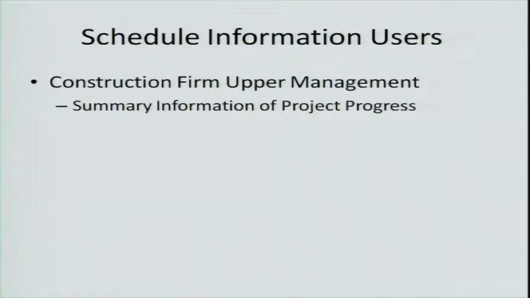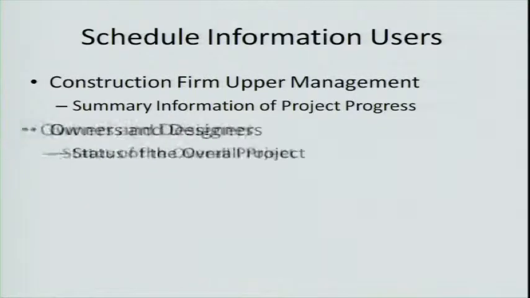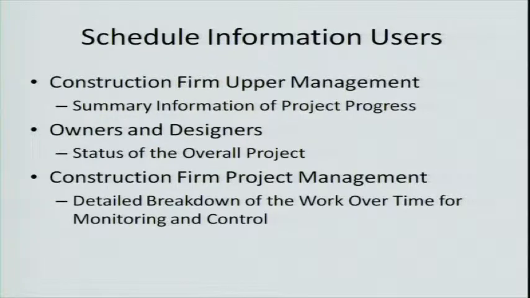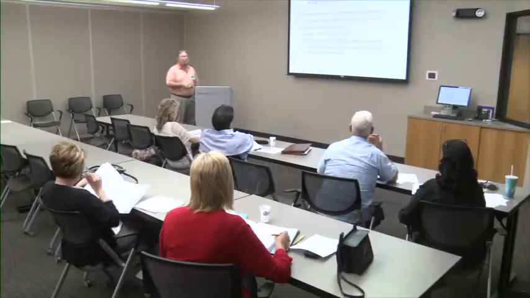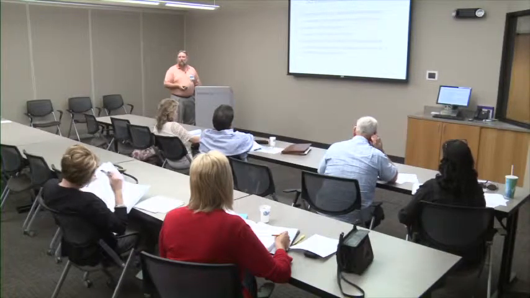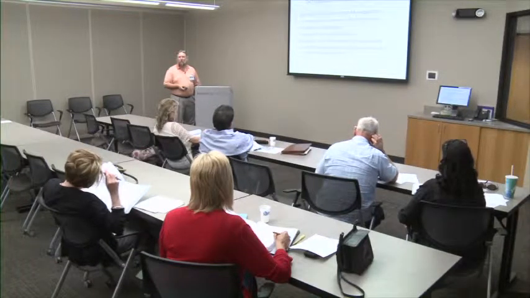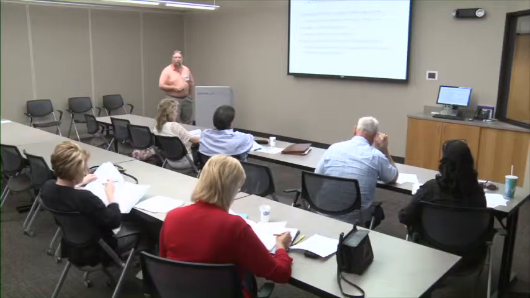Okay, who the information user is. We're looking at upper management, summary information of the project process, owner's status of the overall project, construction firm, detailed breakdown of the work over time for monitoring and control. So different people, you can see the same schedule for 3 different people. They may get 3 different schedules depending on who we're trying to give the information to.